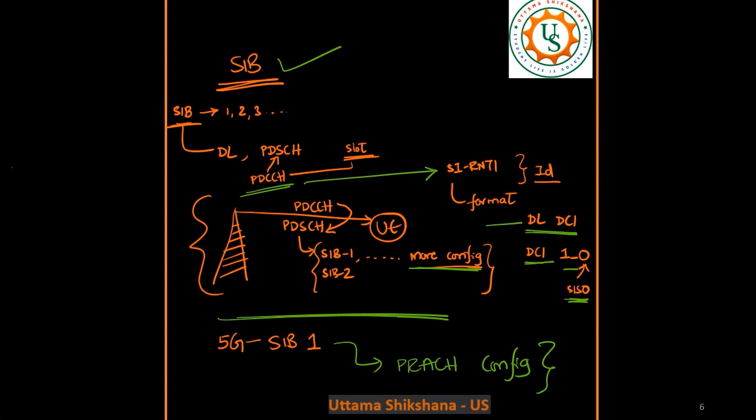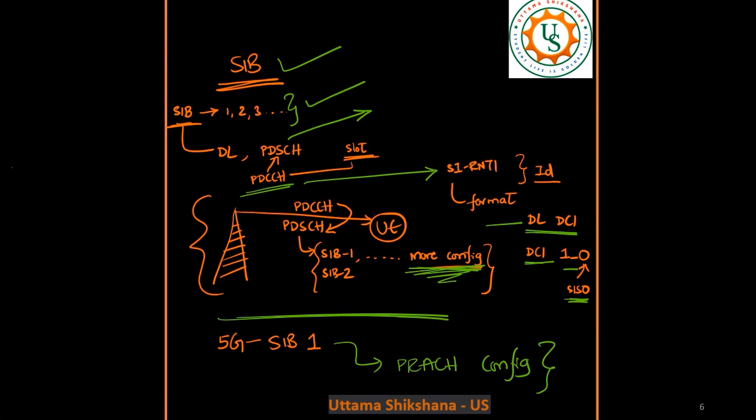With this, the UE will decode the PDCCH. PDCCH will always undergo blind decoding. Once PDCCH is decoded, it will get to know where the PDSCH resource is allocated in the OFDM grid, and by going to that location, the UE is able to decode SIB1, SIB2, SIB3. By decoding all these, the UE will get to know more and more system configurations.